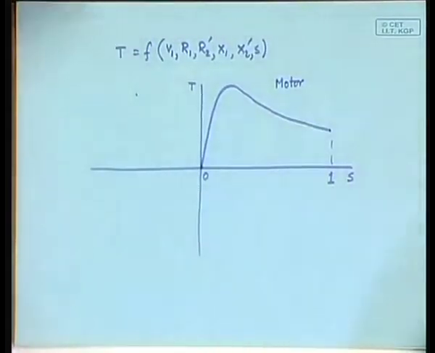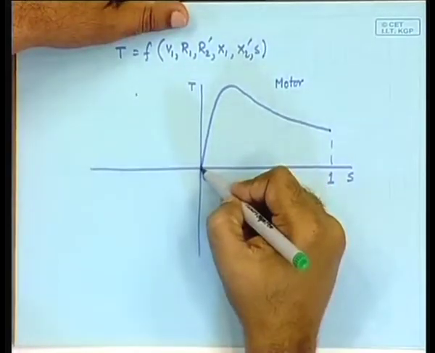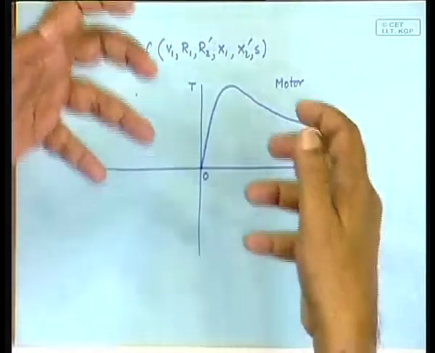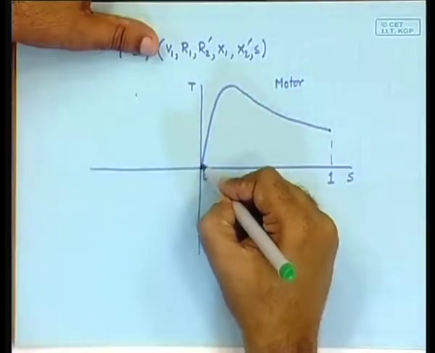Now, what is the effect of the input voltage? The input voltage's effect is manifested in that the torque is proportional to it. So, this curve will go up and down depending on the input voltage. It will go something like this. For a smaller input voltage, it will be like this.